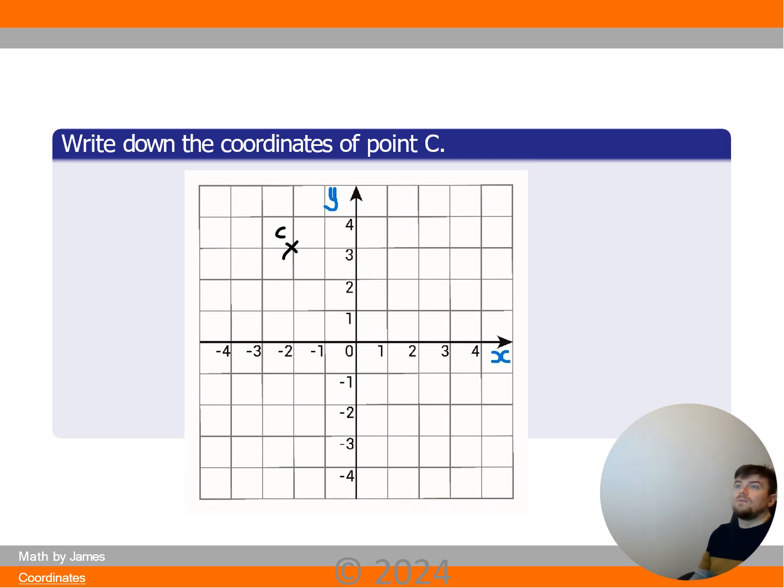So write down the coordinates of point C. So we've got C here, we go along the corridor backwards to -2, and then we go up the stairs 3. If you're still not understanding this, please do reach out to us. We're here to support you. Do have a go at the quizzes to make sure you understand this fully.